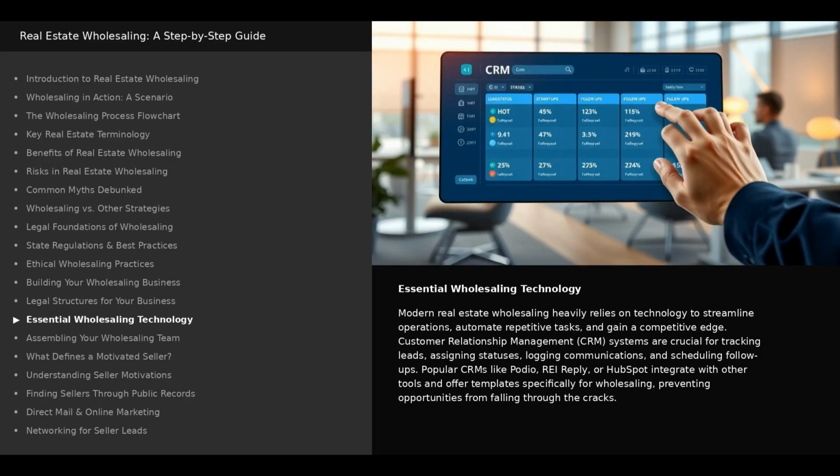Essential wholesaling technology. Modern real estate wholesaling heavily relies on technology to streamline operations, automate repetitive tasks, and gain a competitive edge. Customer relationship management (CRM) systems are crucial for tracking leads, assigning statuses, logging communications, and scheduling follow-ups. Popular CRMs like Podio, REI Reply, or HubSpot integrate with other tools and offer templates specifically for wholesaling, preventing opportunities from falling through the cracks.